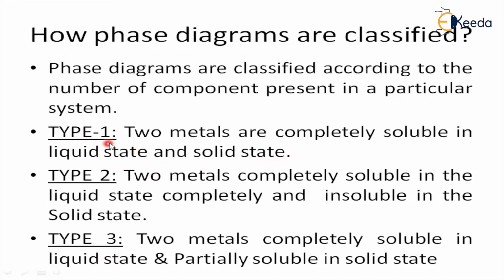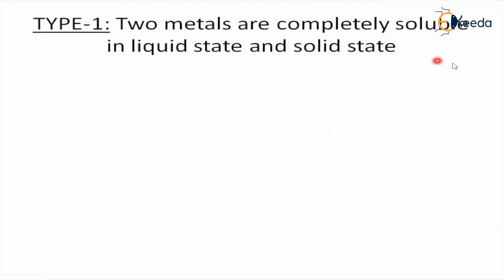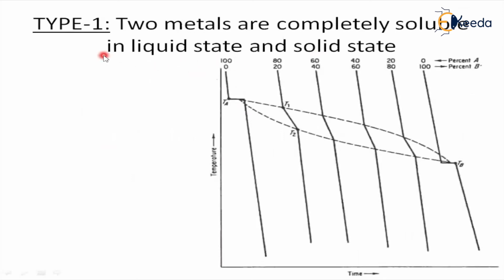So let us discuss type 1, which represents two metals completely soluble in the liquid state and the solid state. If you want to get the phase diagram, first of all we have to collect the data, which is represented as a cooling curve. So this is the cooling curve here. Observe the cooling curve first.